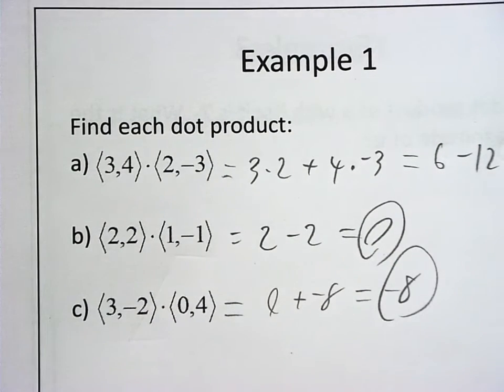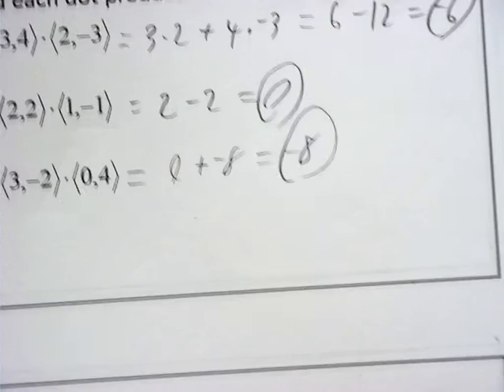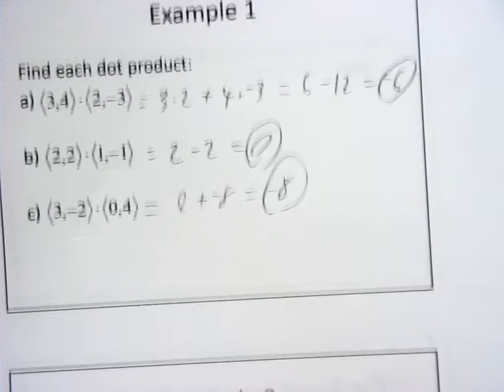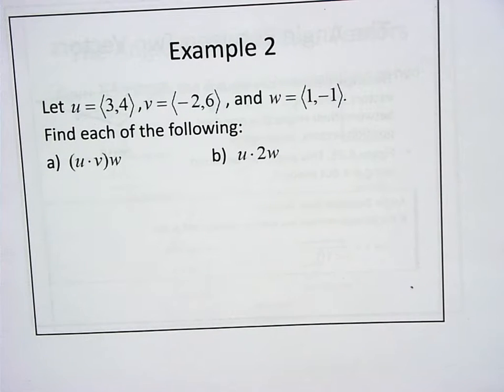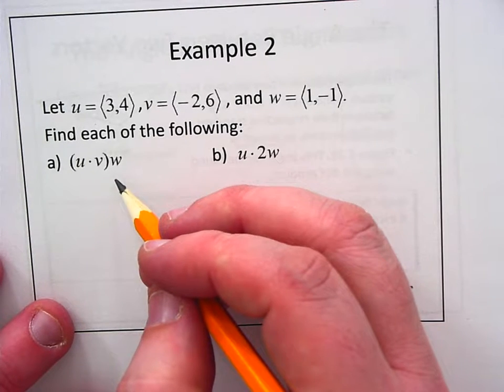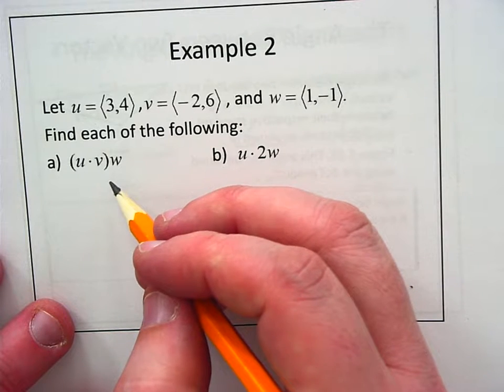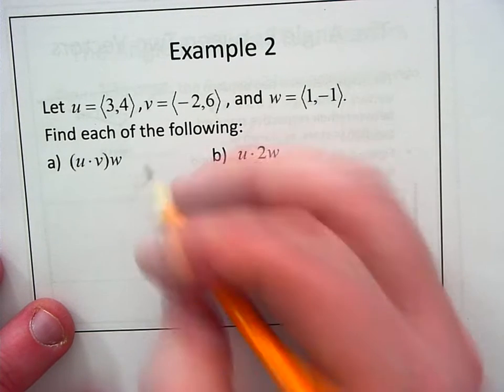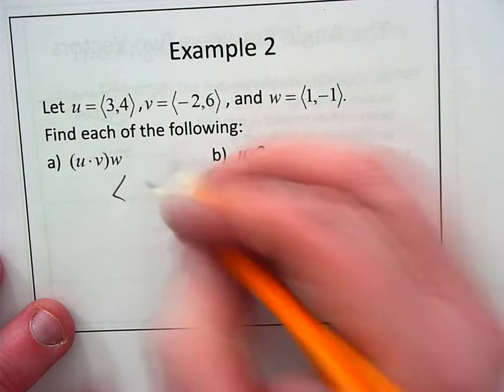Okay. Now you can combine these concepts together as well. You can see what I was even writing for part of that. If I have the three vectors u, v, and w, and I want to find each of the following. Now, u dotted with v times w. Well, what would u dotted with v be?